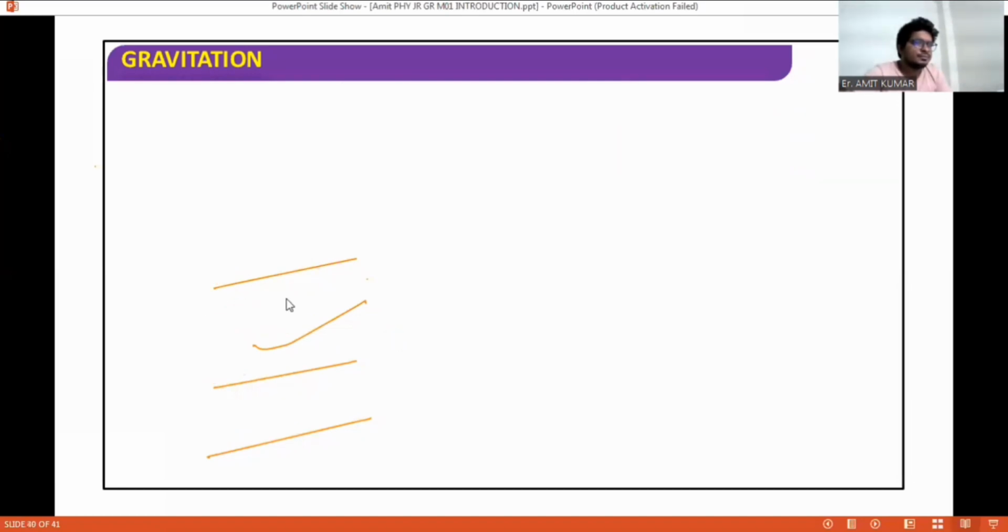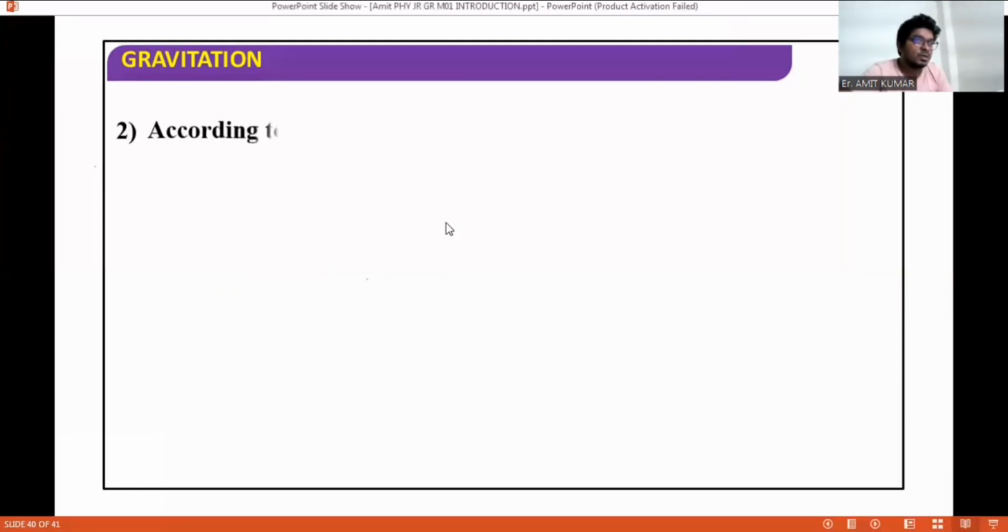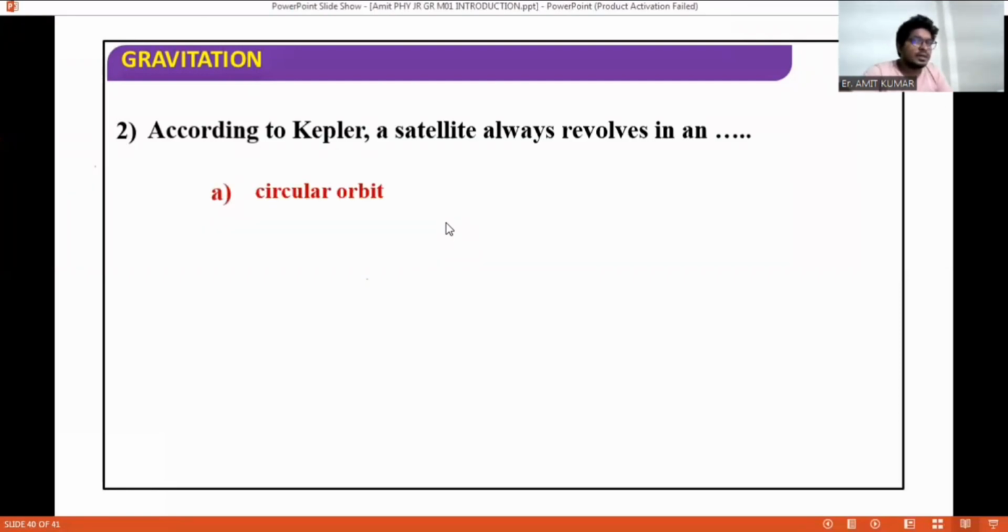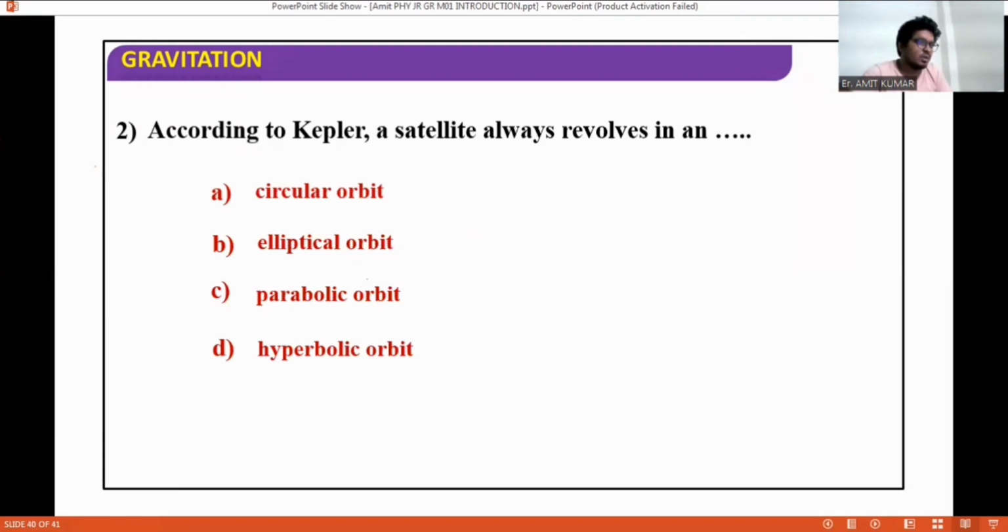Any doubt to anyone up to here? Tell me. One more question. According to Kepler, a satellite always revolves in a circular orbit, elliptical orbit, parabolic orbit, or hyperbolic orbit? You know.